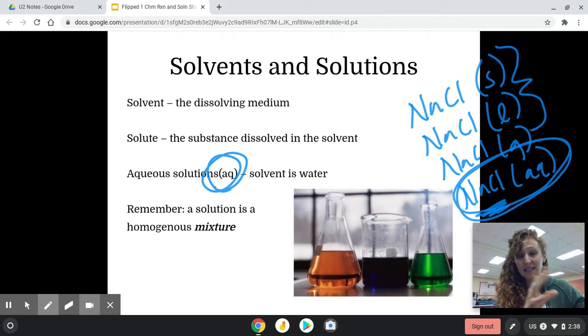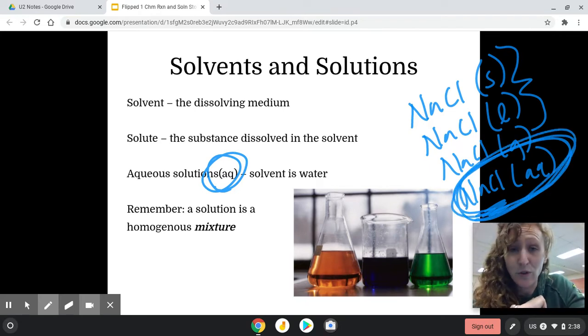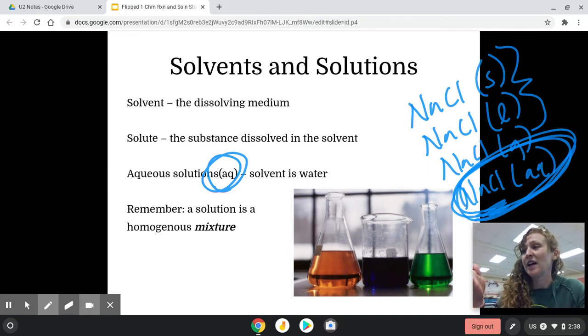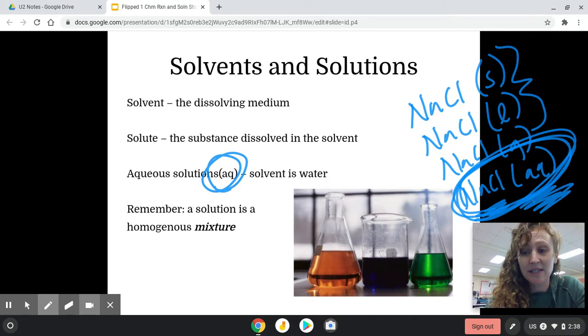The Na and the Cl break off from each other, and they're floating around in the liquid separate from each other. They are not currently in their lattice. So because it's this unique state, we have an entire label for it. And so this whole section of what is the chemistry that happens in solutions, we're going to be dealing with this aqueous label a lot.